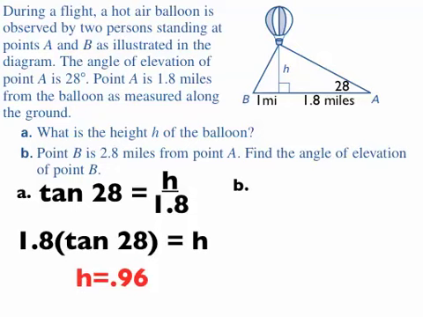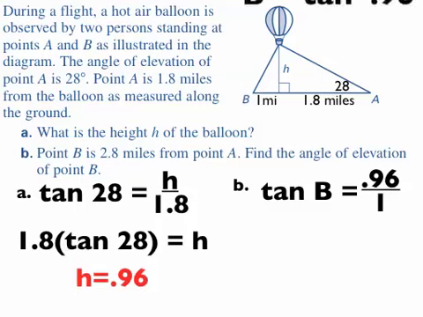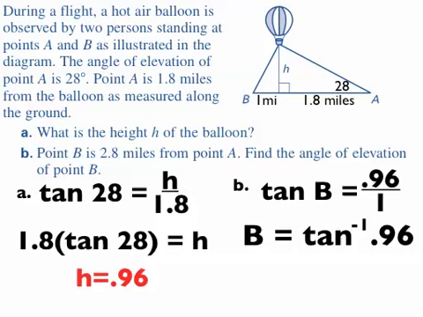I know that h is 0.96, so I know the side opposite and I know the side adjacent. So I'm going to say the tangent of B is opposite, which is the height, 0.96, over 1, which is adjacent. Well, 0.96 divided by 1 is just 0.96. I need to take the inverse tangent of both sides, and B is going to be the inverse tangent of 0.96. Plug that into your calculator. Remember, it would be second tangent of 0.96, and when you do that, you're going to get that angle B is about 43.8 degrees.